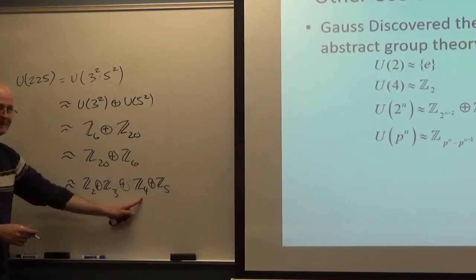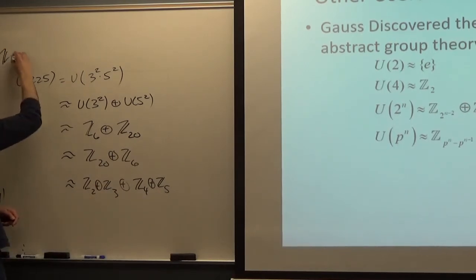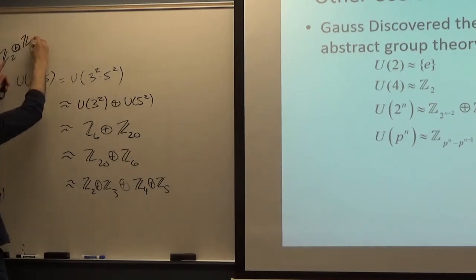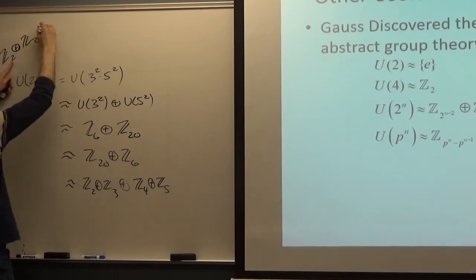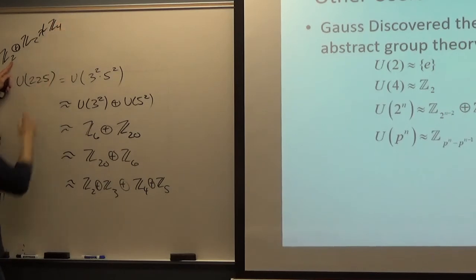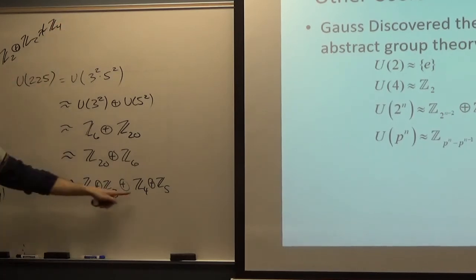I can't break that up into Z2 external direct product with Z2. Because the Z2 external direct product with Z2 is not cyclic, because 2 and 2 are not relatively prime. This is not isomorphic to Z4. So I can't break that up.